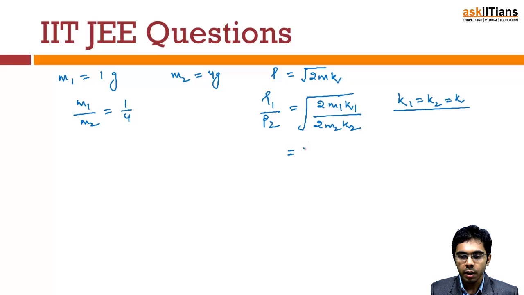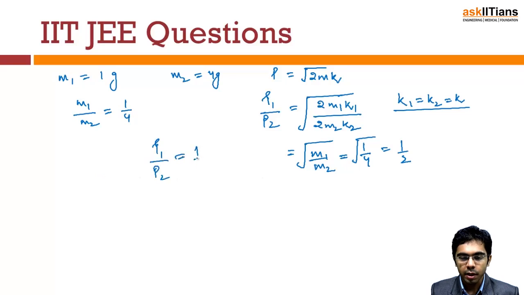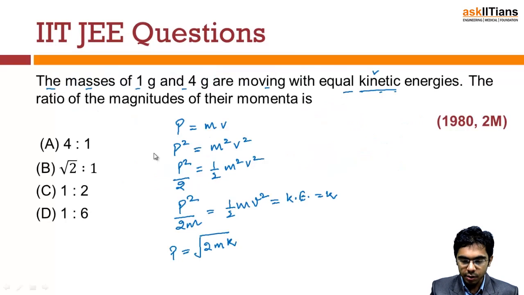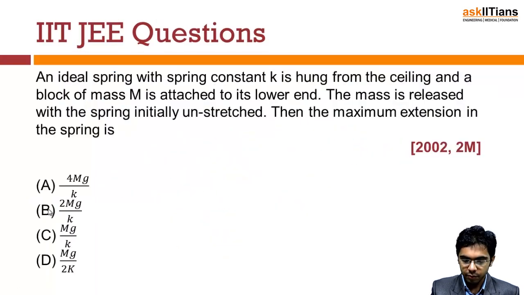So therefore what we are left with under root m1 by m2, so hence it will be under root 1 by 4, and hence 1 by 2. So if we check the options, we are getting p1 by p2 equals 1 by 2. So if we check out the exam question options, what is the option? C should be correct then. Now let's check what the next question is.